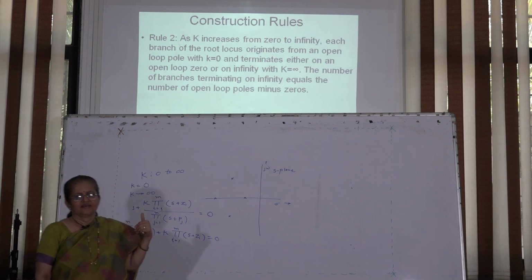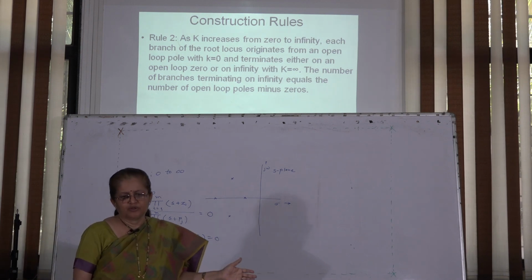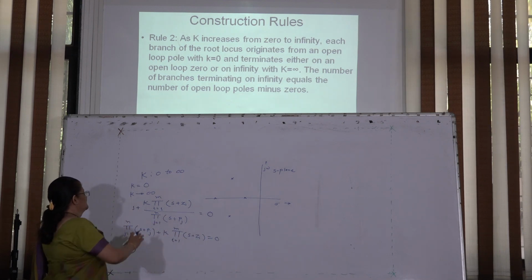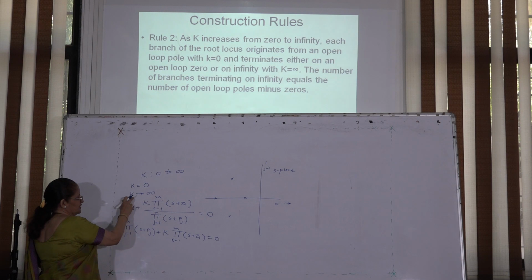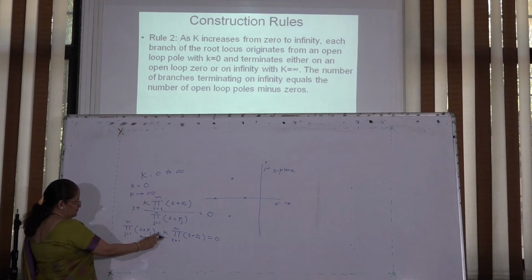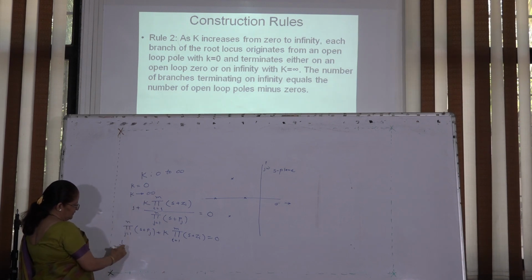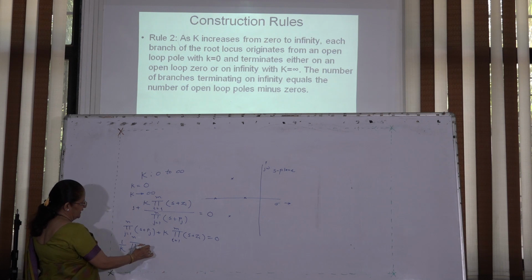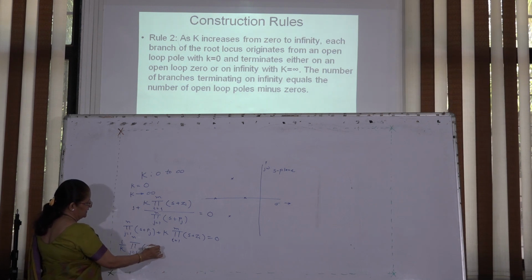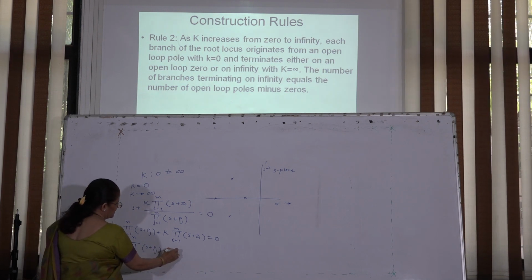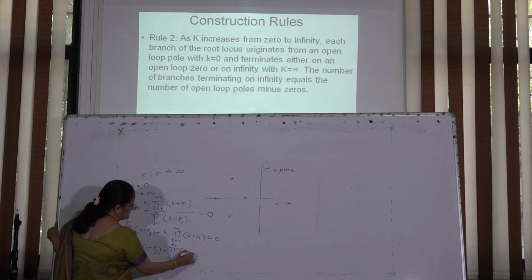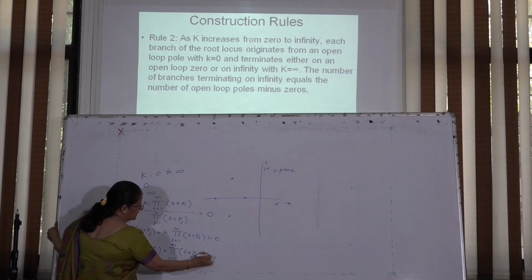Next, it terminates either on an open loop zero or on infinity with k equal to infinity. So, we will consider what happens if k tends to infinity. The same thing we can write as 1 upon k times the product over j from 1 to n of (s plus pj) plus the product over i from 1 to m of (s plus zi) equal to 0.